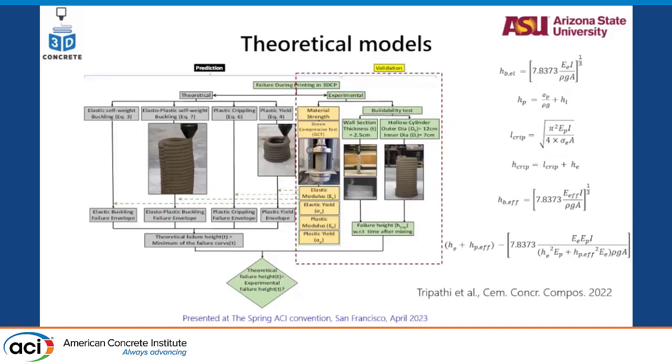So the whole work consisted of two parts, predicting the failure through new analytical models and validating it through experimental prints. So these are some equations. If I go into the details of it, it will take a lot of time, so I'm just going to put them here. If somebody has a question, I could talk to them about it later after the presentation. So these were the equations used for different failure predictions.